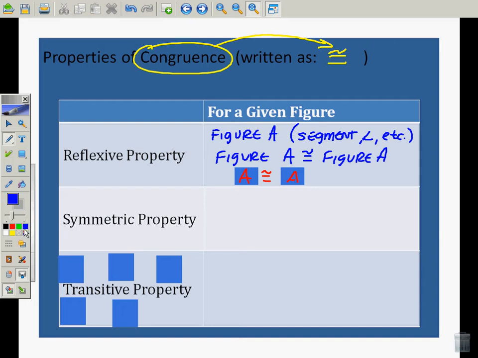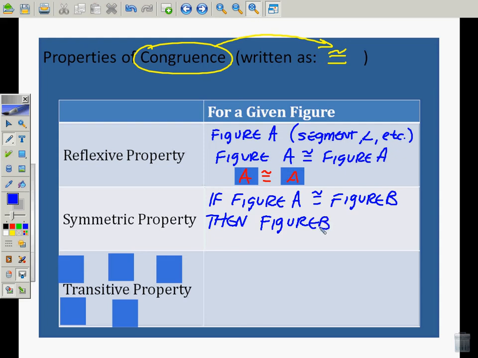Symmetric property looks like this. For a figure A, if figure A is congruent to figure B, then figure B is congruent to figure A. So these things, you can switch them. You switch the order. A is congruent to B. B is congruent to A. Okay?